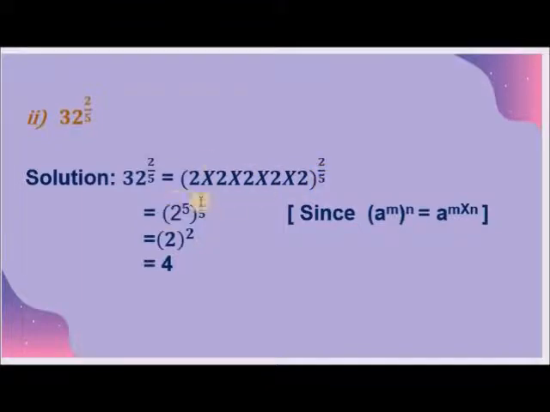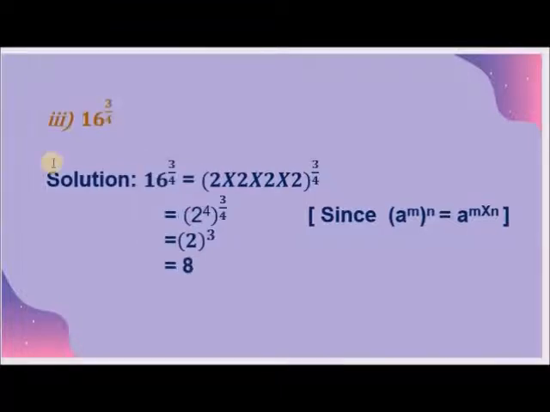Then this we can write as 2 raised to the power 5. So this becomes 2 raised to the power 5 to the whole power 2 by 5. Again we will use a raised to the power m to the whole power n is equal to a raised to the power m into n. Then 5 will cancel each other. Then what is left? 2 is left in the power. So this becomes 2 raised to the power 2, which is equal to 4.